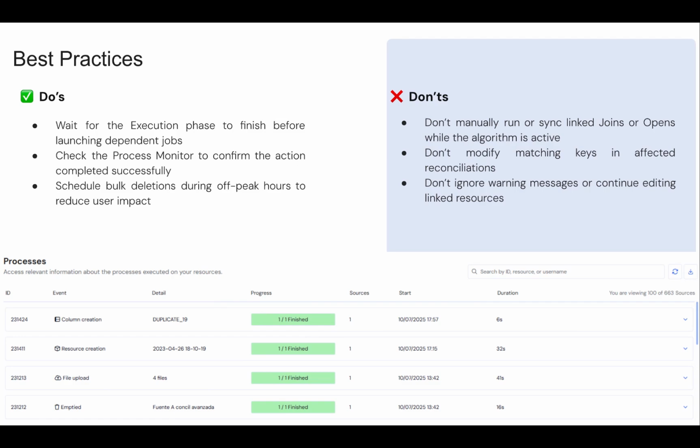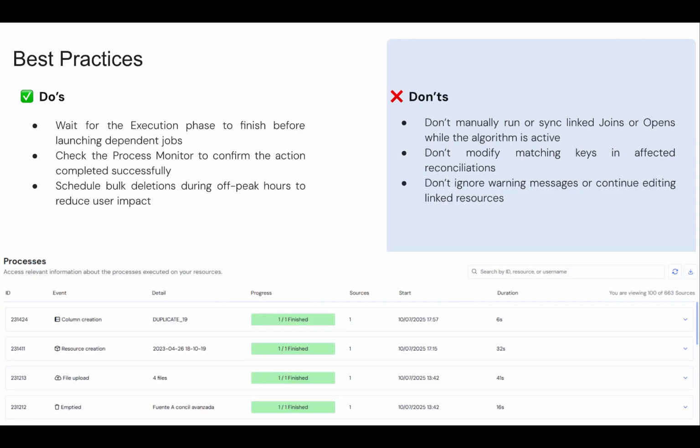If you know you'll be deleting files that could affect many resources, try to schedule it during a low activity window, for example late in the day, to avoid disrupting other ongoing operations. What to avoid? Don't force executions or run syncs manually while a deletion is running. Avoid editing reconciliations or settings on resources currently involved in the deletion.